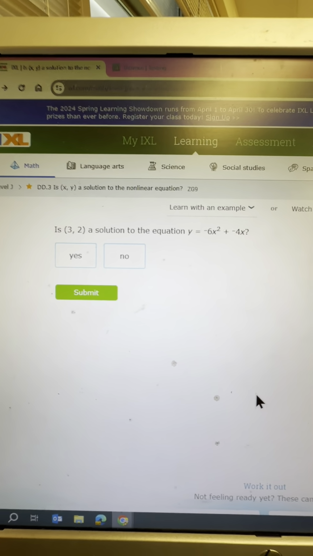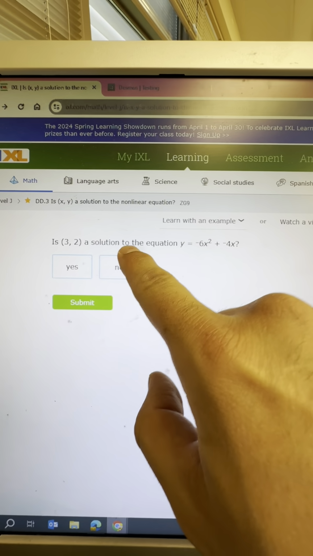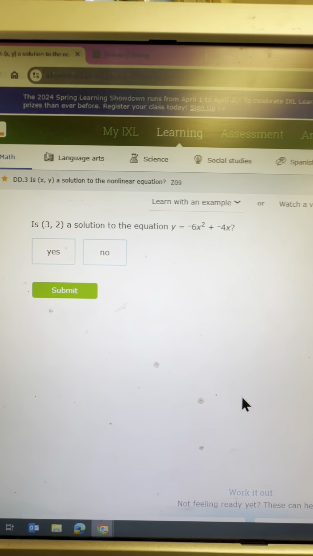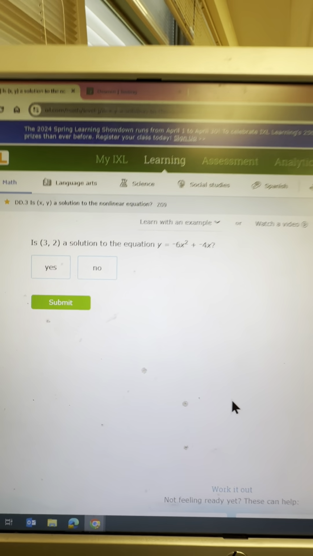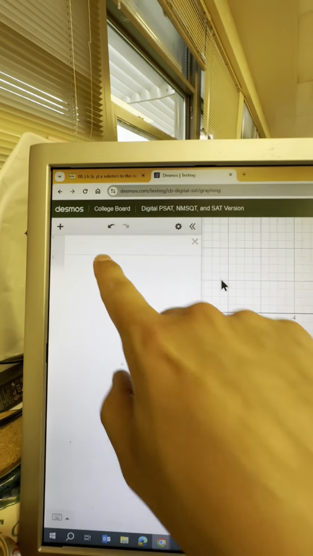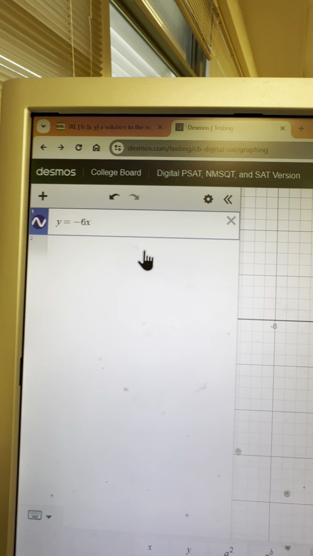So the question you're going to get is something like this. Is (3, 2) a solution to this equation? The first thing you want to do is type this equation into DESMOS in this line over here. You can see here I started typing in my equation. Now notice they want you to type in 6x squared, so an exponent. The way you do that is when you get to that part, you're going to go down here. There's a little calculator icon.